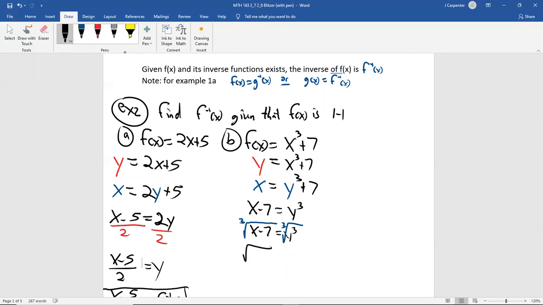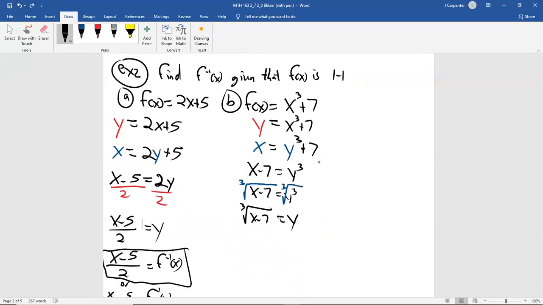So the cube root of x minus 7, nothing happens there. The cube root and the cube cancel, so you just get a y. If you stop, nope, that's wrong, because you did not acknowledge that that's an inverse function. So you change y to f inverse. So we get the cube root of x minus 7 is equal to f inverse of x. There really isn't a way to rewrite that, so that's the only version of the answer.